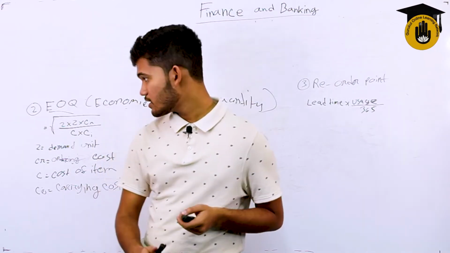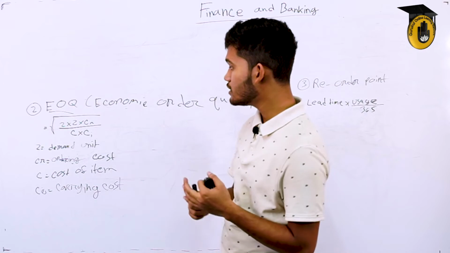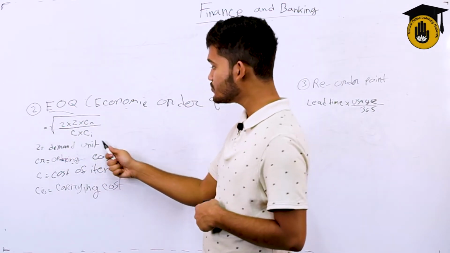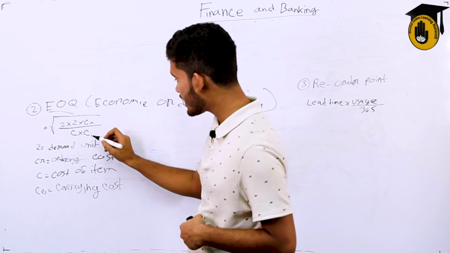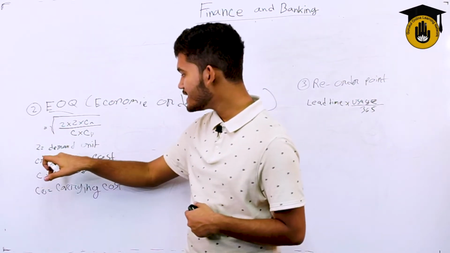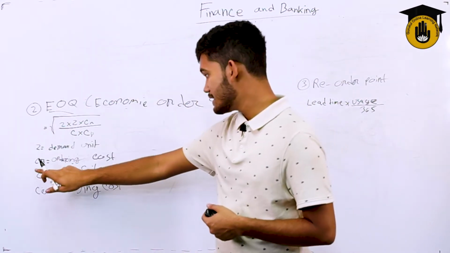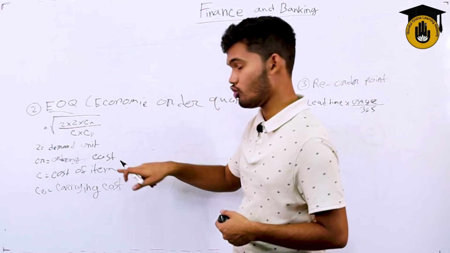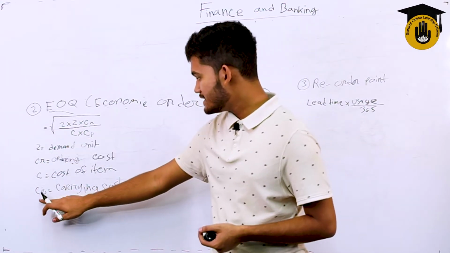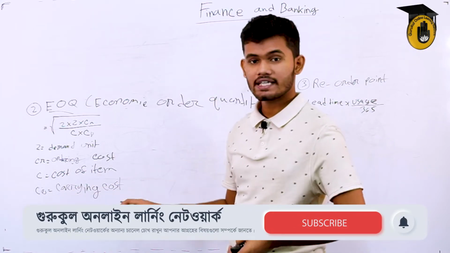So let's take a look at the formula. EOQ is root over 2 into Z into CR divided by C into CI. Z is the demand in units. CR is the ordering cost. C is the cost of the item. And CO or CI is called the carrying cost.